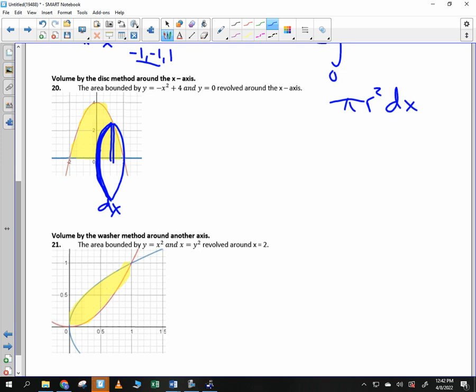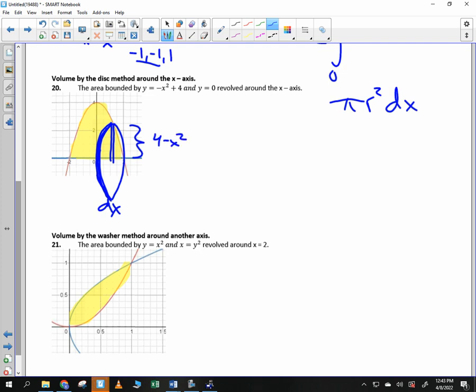So you got to know how to come up with that formula. Okay, you got to recognize that. And so now it's pretty straightforward for us. We just have to identify what r is. So what determines this radius right here? The function, yeah, 4 minus x squared, right?